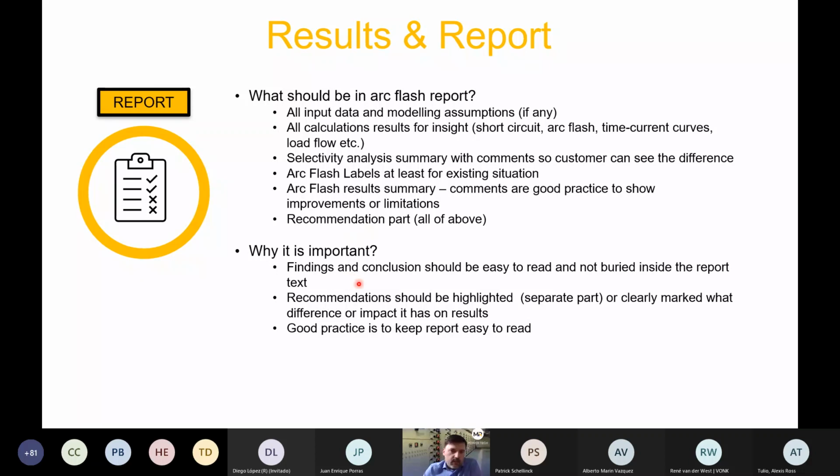And important is that all the findings have to be easy to read, not buried inside the report text, like a 500-page report or 1,000. The biggest one I saw was 4,000 or 5,000 pages, hard to read. And the recommendations are nice when they are highlighted or clearly marked, showing what difference they make and their impact on the results. Good practice is to keep the report easy to read.